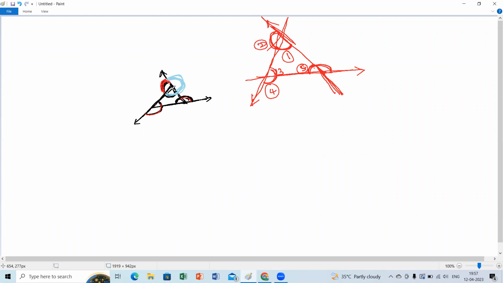A straight line means it makes a straight angle, right? Yes, ma'am. Straight angle, 180 degrees. That's why we cannot. Okay, ma'am. Right.